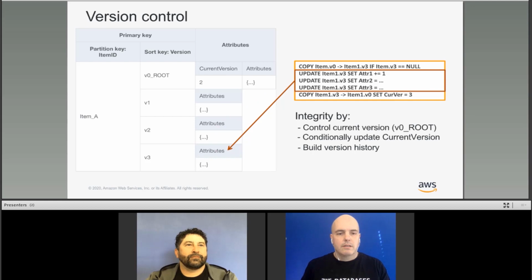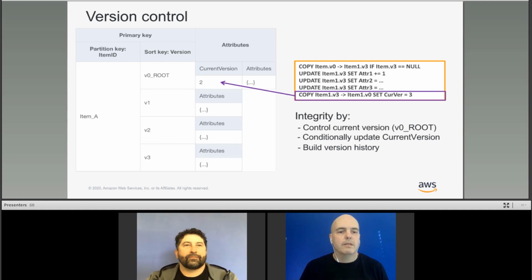Do our updates, maybe change some attributes, work on it. Once we're happy with that, then we can copy it back to the original 0 item and overwrite the version number and set it to a new version number, but also do the whole thing conditionally, if nobody else has beat us to the punch and made the same kind of change. Yeah, this is a great pattern and takes advantage of that optimistic locking. Very, very powerful again.